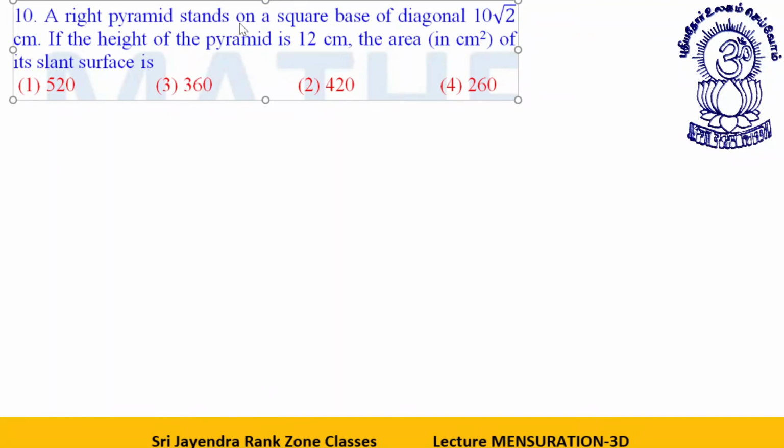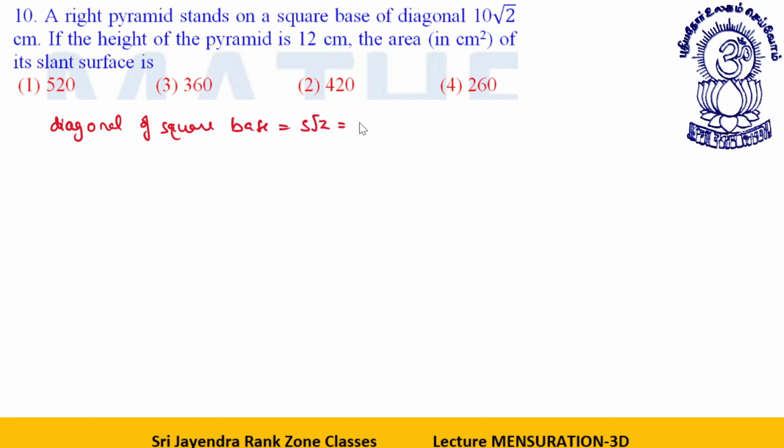A right pyramid stands on a square base of diagonal 10 root 2. Diagonal of square base: the diagonal of any square base will be s root 2, which is equal to 10 root 2. So the side of the square is s equal to 10. If the height of the pyramid is 12, find the area of its slant surfaces.